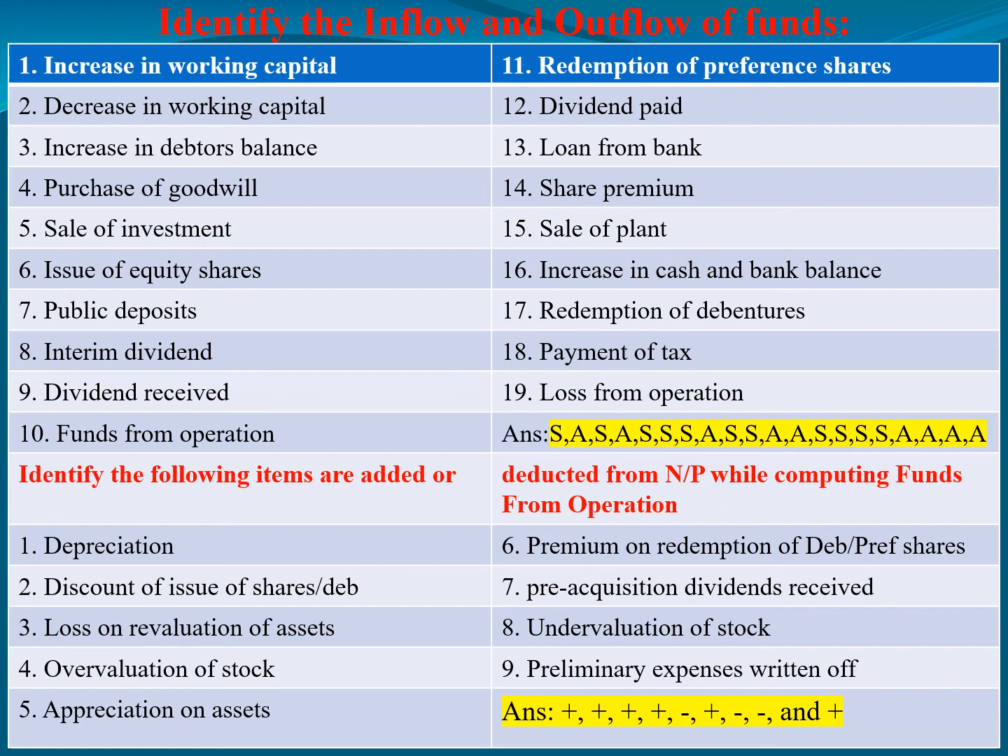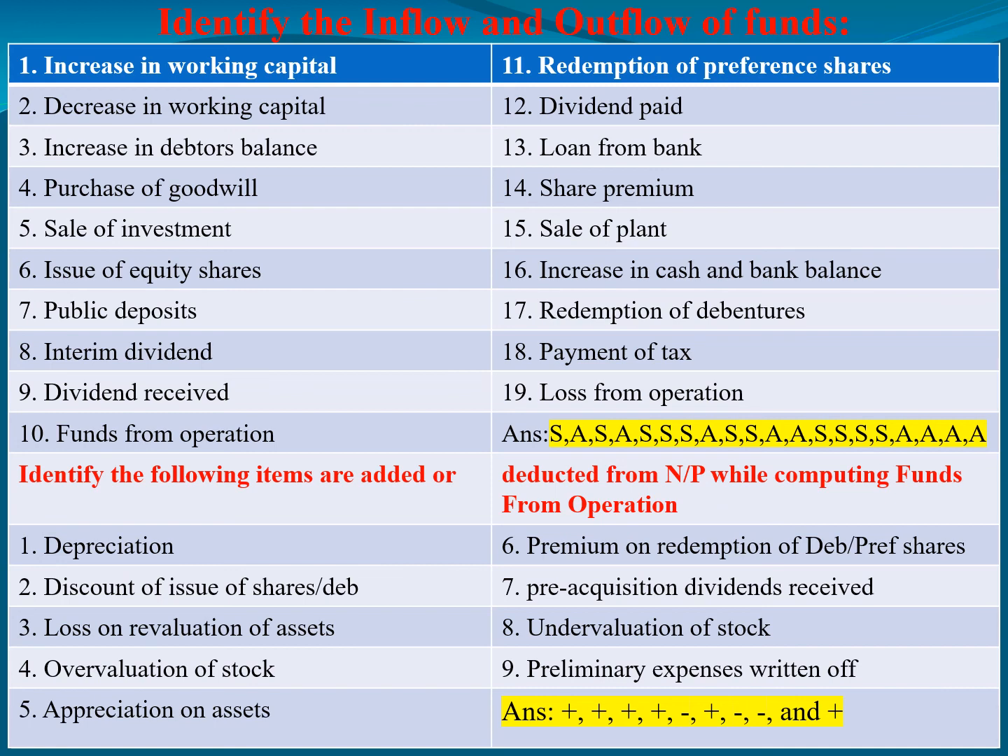First one, increase in working capital. It is a source of fund, but you remember increase in working capital in the specimen of fund flow statement we have shown on the application side because it is a balancing figure that shows excess of sources over the application of funds.